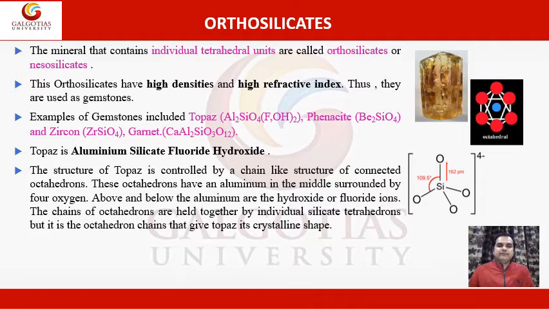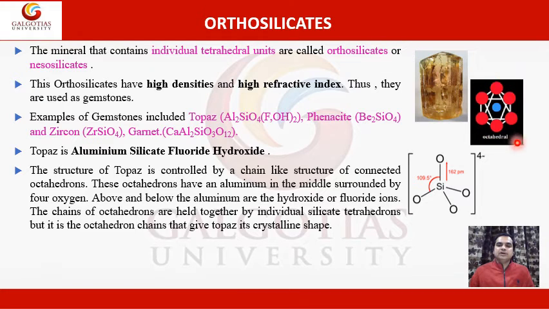Now let us take the different classes of silicates one by one. First are the orthosilicates. What are orthosilicates? The minerals that contain individual tetrahedral silicate units are referred to as orthosilicates. Another name for orthosilicates is nesosilicates. This is the structure image of the orthosilicate mineral that we obtain from the earth's crust, naturally occurring.